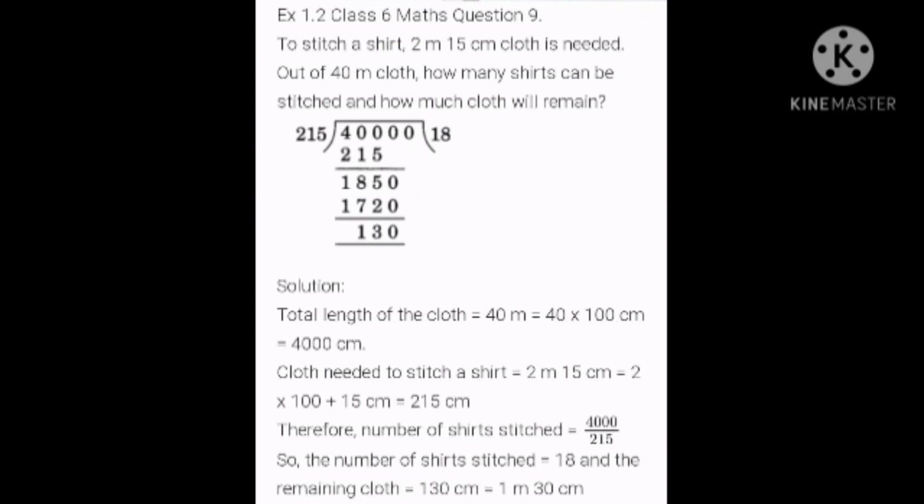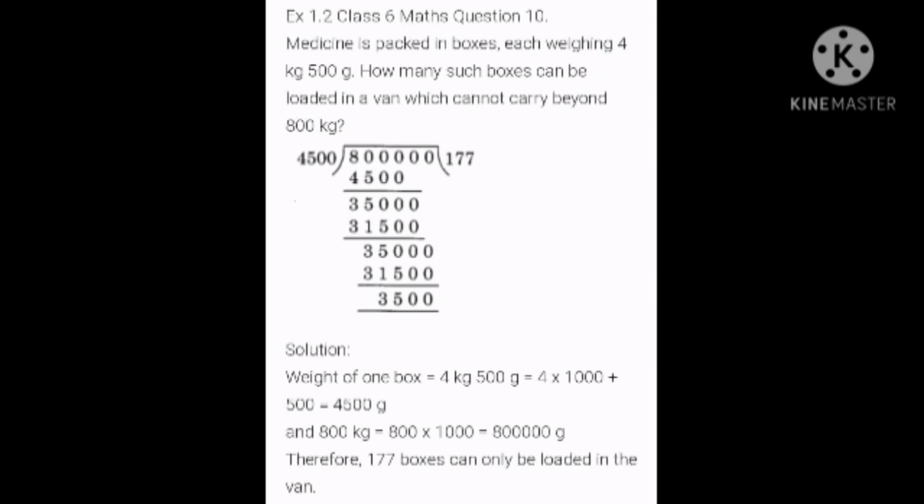So 1 time 215, balance 1,850. So 8 times it is 1,720. So remaining is 130. 130 in sense 1 meter 30 centimeter remaining, and with 18 meter of cloth he will stitch the shirt.